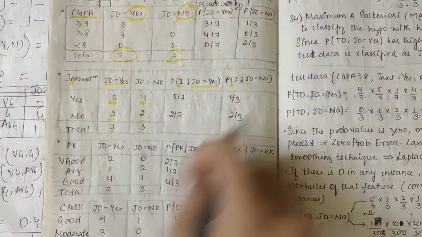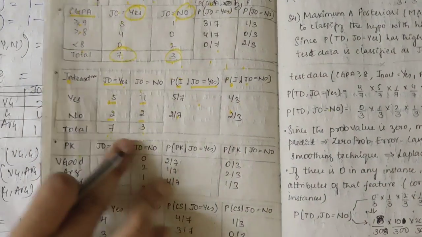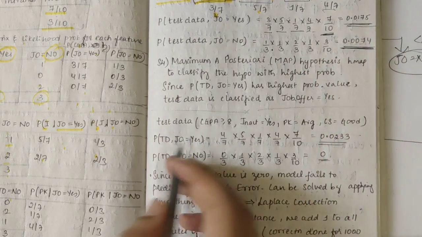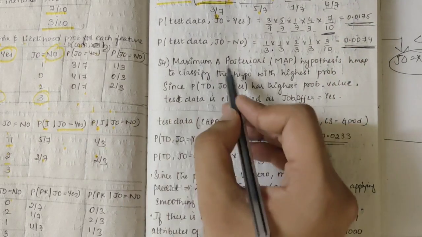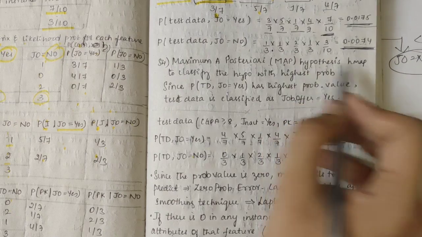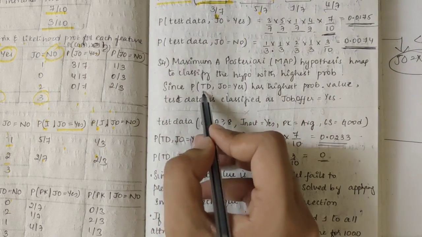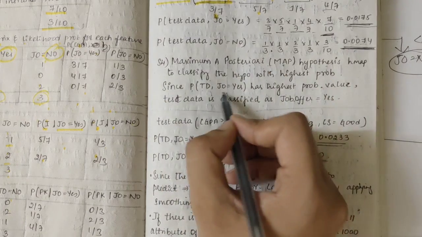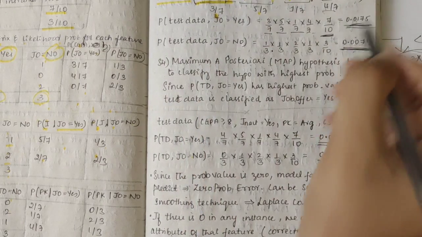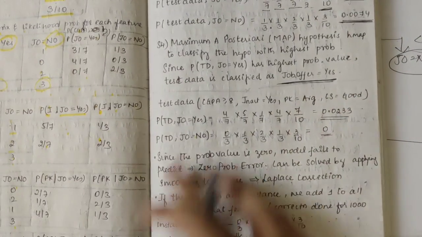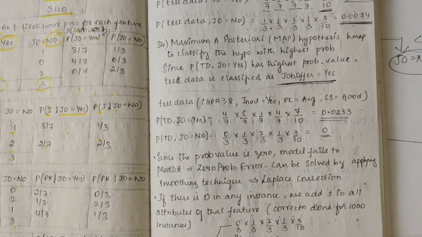From these values, consider whichever has no here and substitute the values. You'll get 0.0074. So if you look at these two, the maximum a posteriori hypothesis, H MAP, classifies the hypothesis which has the highest probability. Since the probability of test data and job offer is yes is highest, the test data is classified as job offer as yes. So we are done with finding the yes.